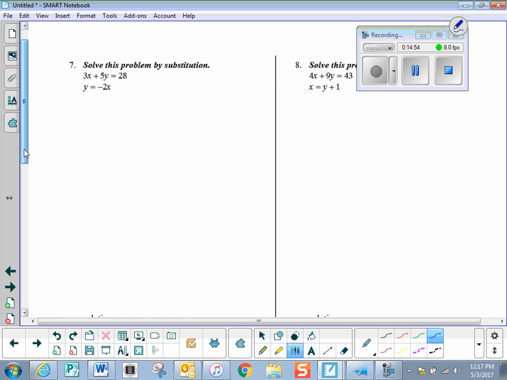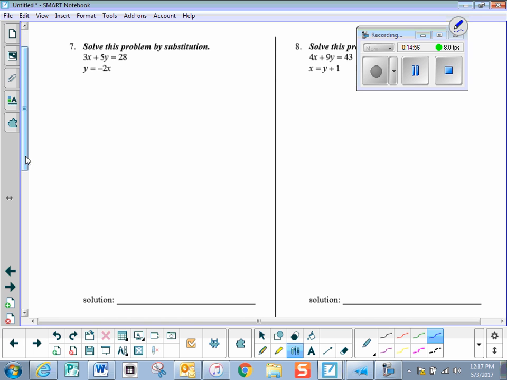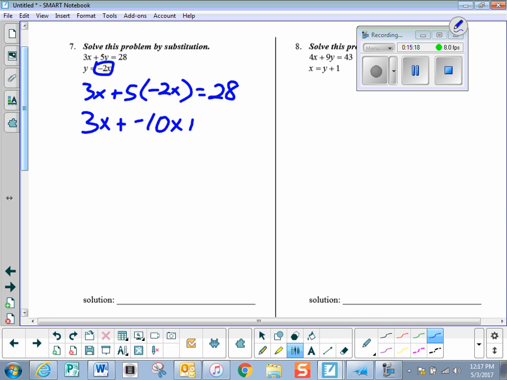All right, number 7. I'm going to replace y with negative 2x. Right? Okay, wait. What's 5 times negative 2? Now what? Add 3 to it. Well, we don't add anything to both sides. We've got to simplify before we solve. Yes, we need to simplify by adding like terms.